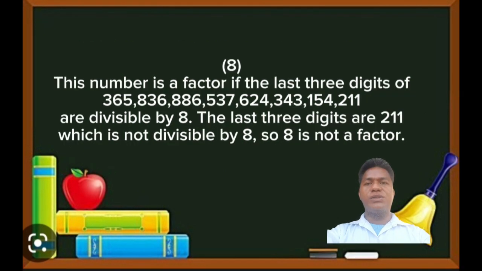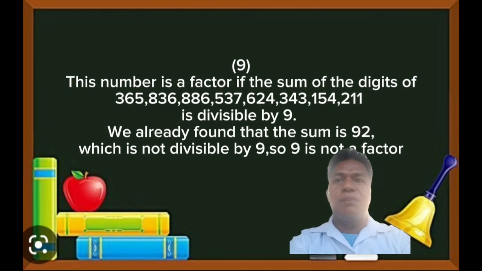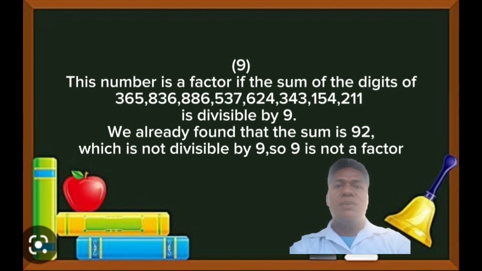Now, let's move on to number 8. This number is a factor if the last 3 digits of the given number are divisible by 8. The last 3 digits are 211, which is not divisible by 8, so 8 is not a factor. Now, let's proceed to number 9. This number is a factor if the sum of digits of the given number is divisible by 9. We already found that the sum is 92, which is not divisible by 9, so 9 is not a factor.